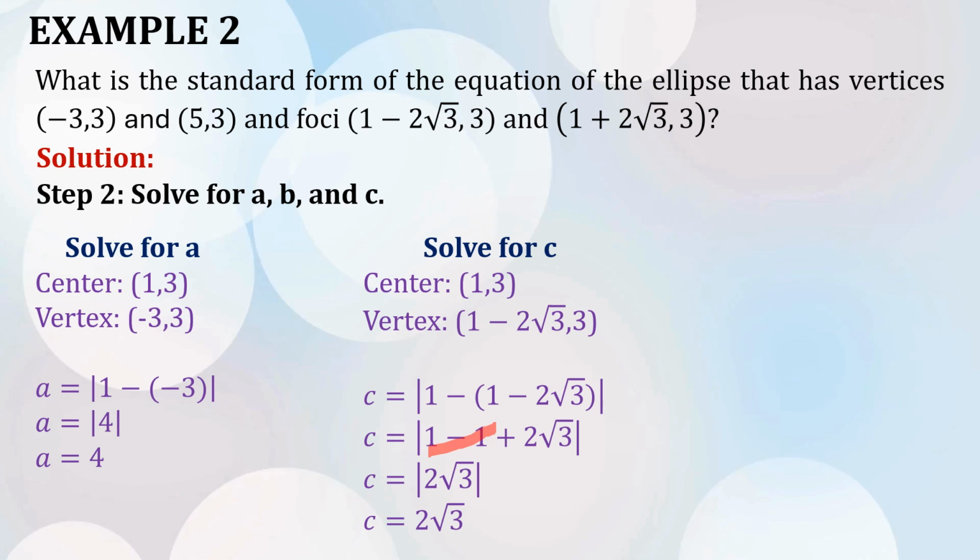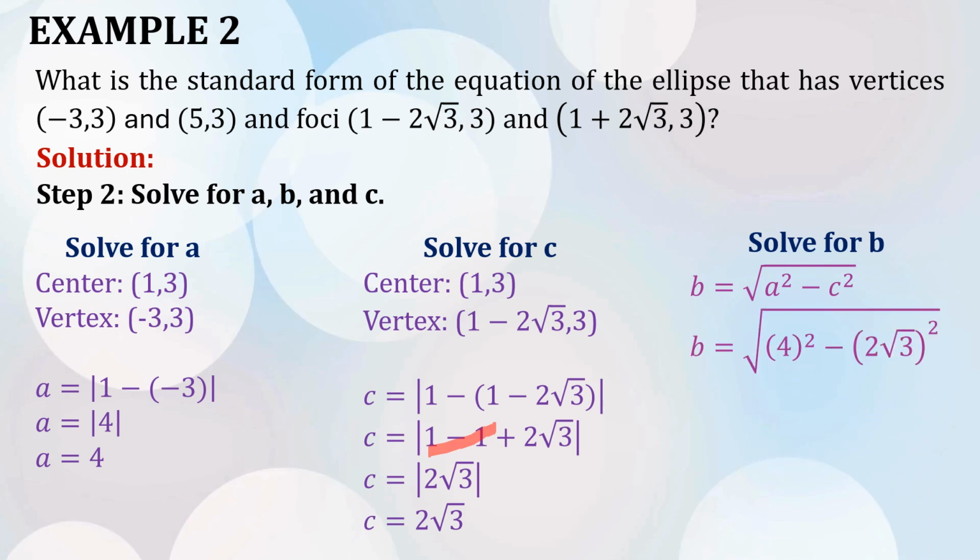And of course, to solve for the value of b, we use the same formula as before. We have b equal to the square root of a² minus c², and substituting the values of a and c, we will have the square root of 16 minus 12, which is the square root of 4. So therefore, our value of b here is just 2.